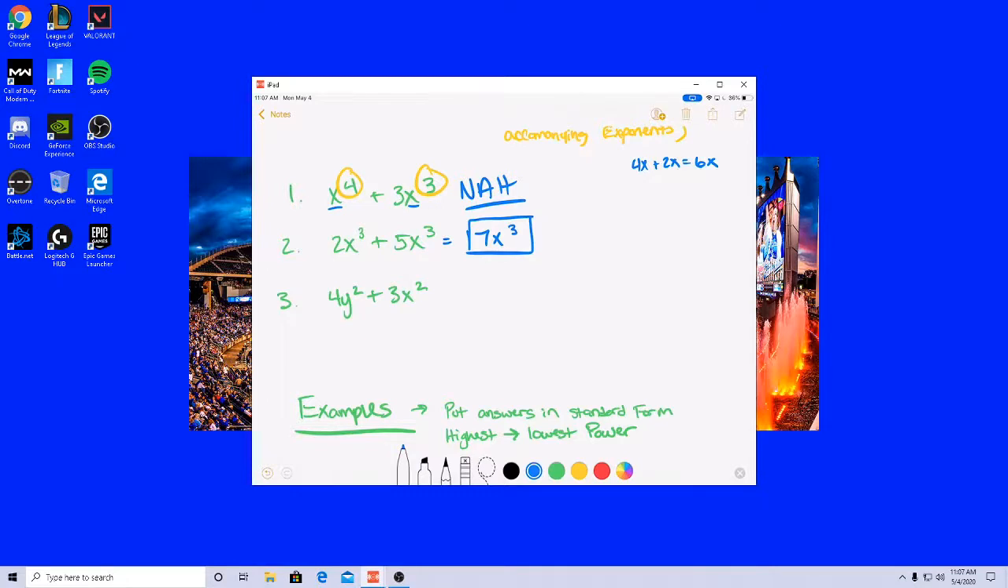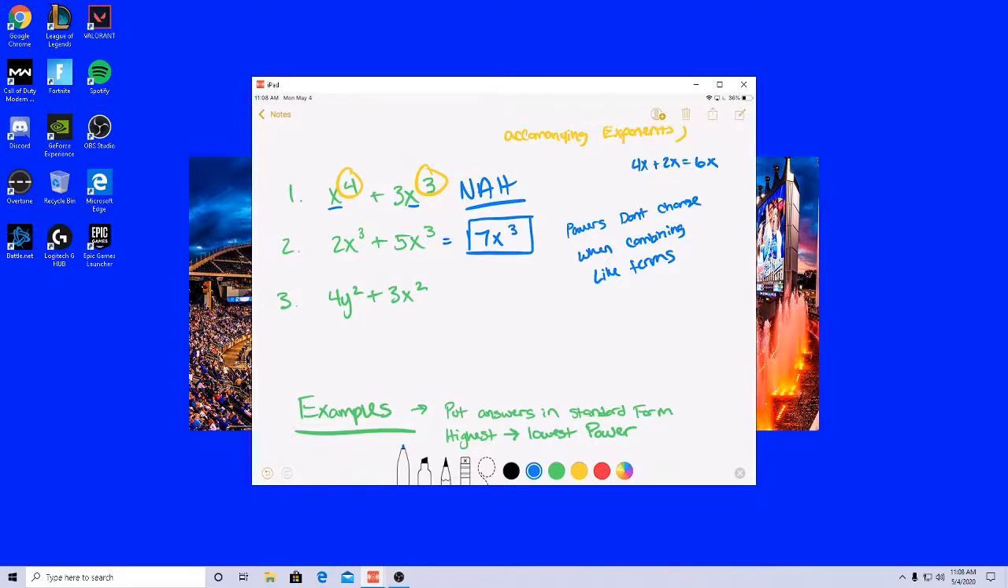Whenever they add and subtract like terms, they change the powers. That's something you do not want to do. When I add variables together, when I add like terms, powers never change. Powers don't change when combining like terms.